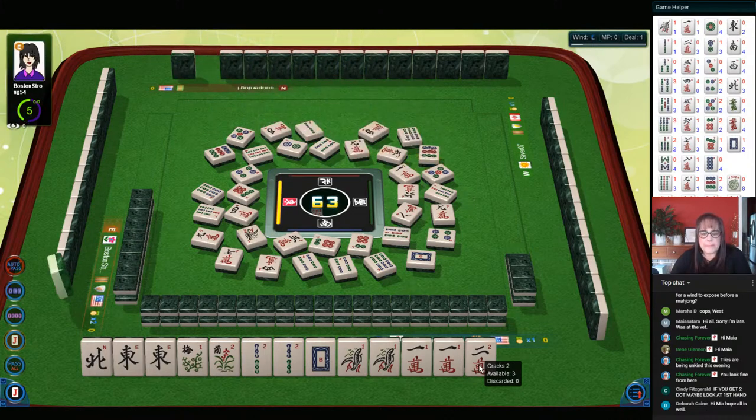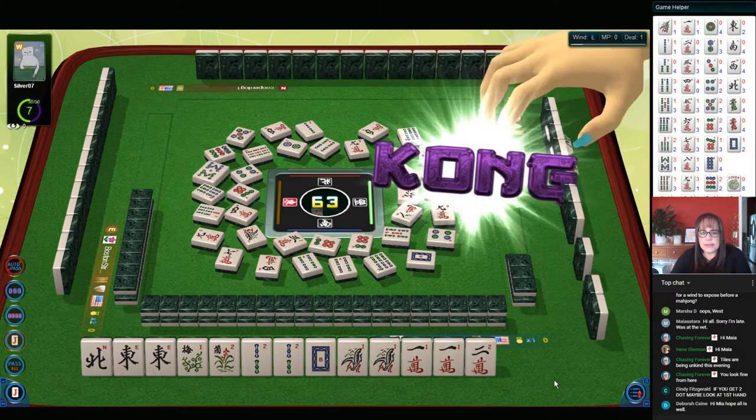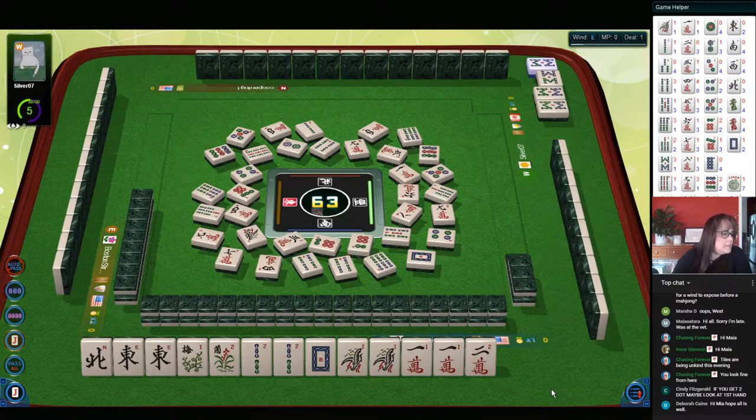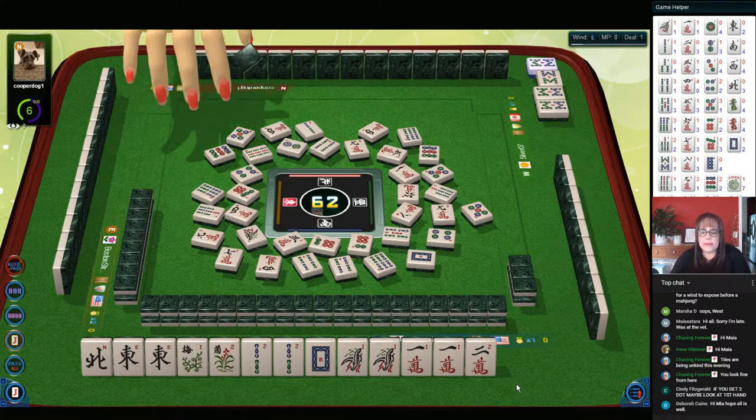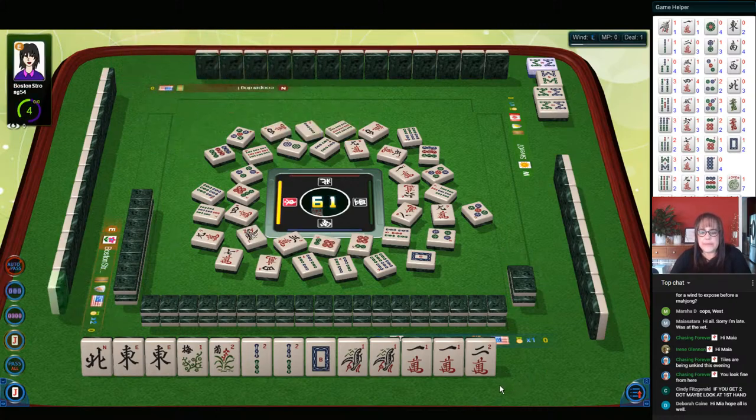Nine dots. Eight bamboos. Kong. Five dots. Nine bamboos. Eight dots.